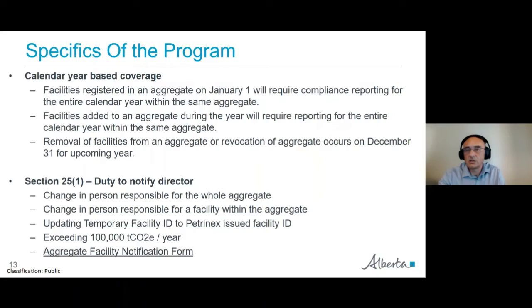One component from the TIER regulation that we have to remind our stakeholders of is the duty to notify the director about certain administrative changes in respect to the facilities as soon as practicable. So there are no deadlines for that. That should be happening as soon as practicable.